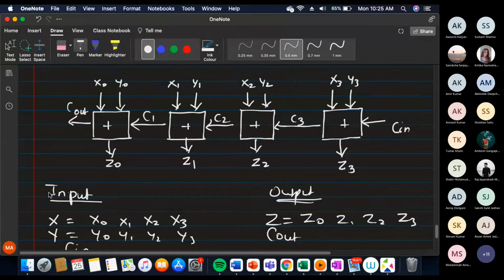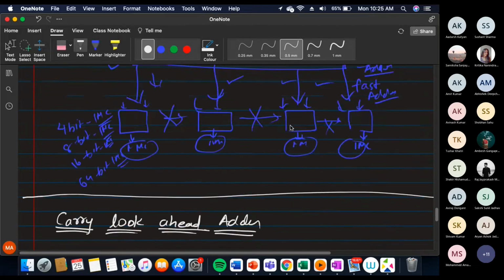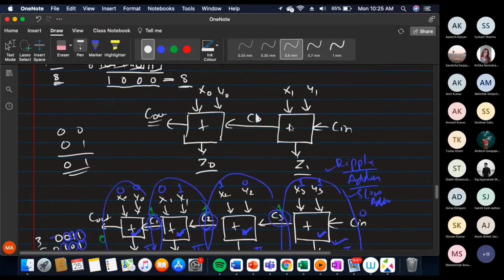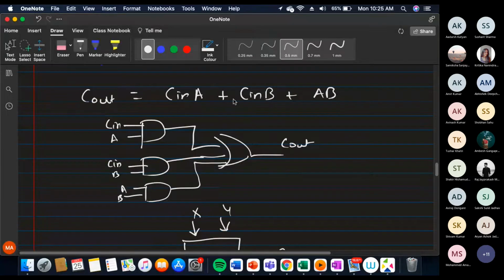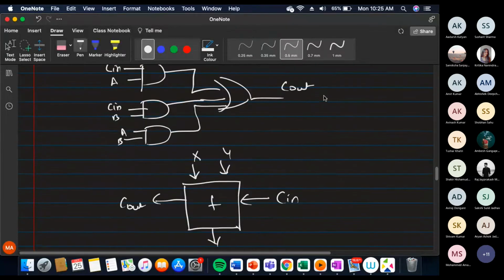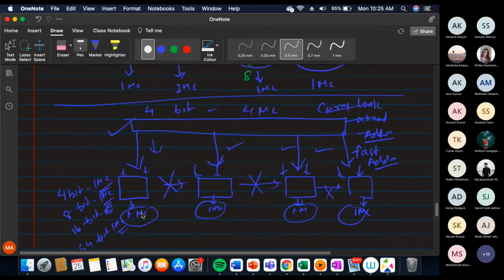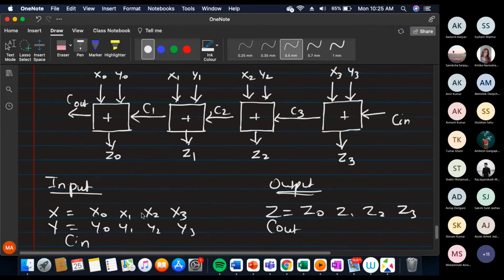Now we need to write the equation for C3. What is the equation for C3? We'll go back to the previous example. If you want C out, what was the equation? C in A plus C in B plus AB, right? That means you take the AND of these two, the AND of these two, and the AND of these two. That is how we generate the C out. Using the same approach, it will be completely mathematical, so kindly pay attention.